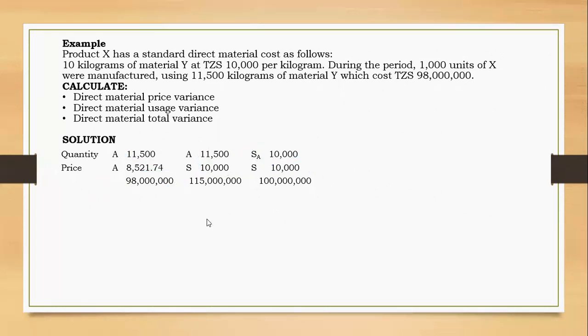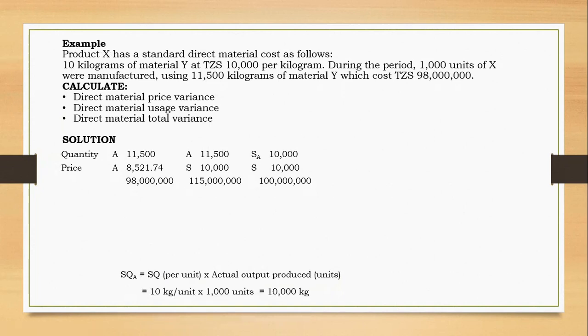I just said that to obtain the standard quantity for actual output, you take standard quantity per unit times actual output. Now, what is the standard quantity per unit? It's given here, it's 10 kilograms of material Y per unit of product X. In the actual output itself, we are told that during the period we produced 1,000 units. So I would have to take 10 kilograms per unit and 1,000 units, and I would remain with 10,000 kilograms. And this is what I just used here, standard quantity for actual output, right?